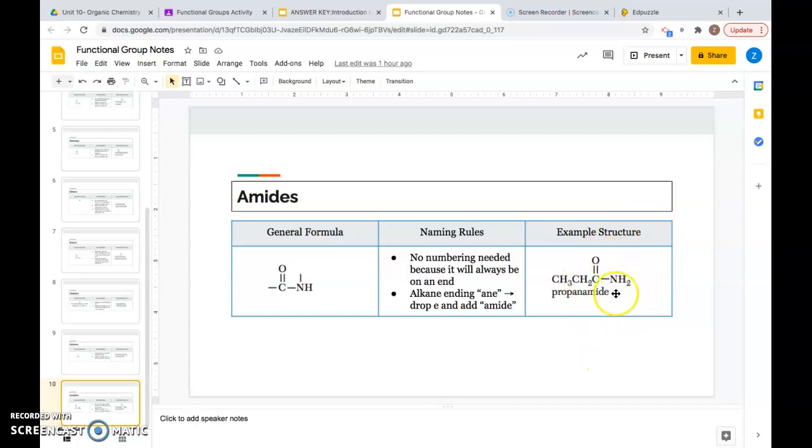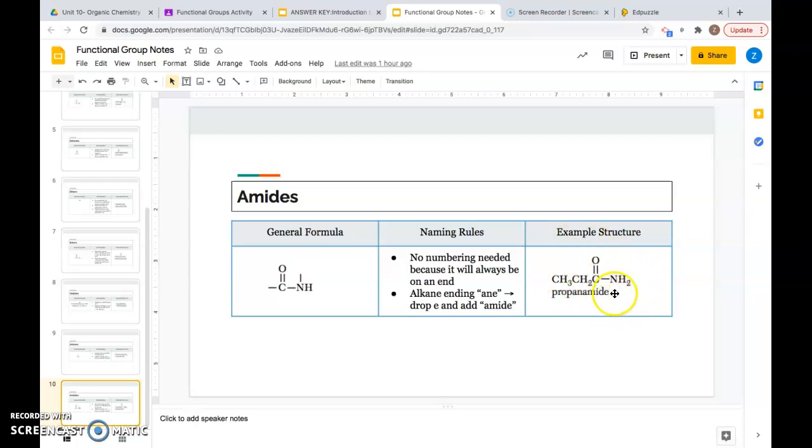No numbering needed here because it's on the end, and it always will be. So that's how to name these. What you're going to do next is click on the quizzes link on Classroom and go through that just to get familiar with looking at compounds and being able to just identify the type of functional group in them. So go through that. When you're done, you're not naming them yet.